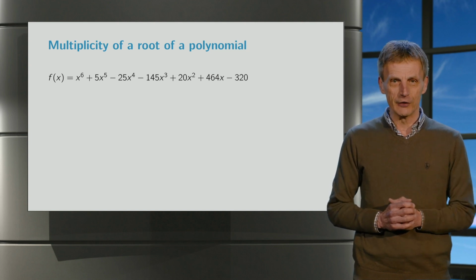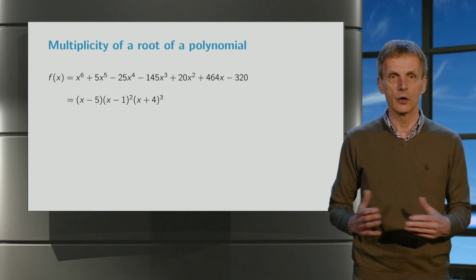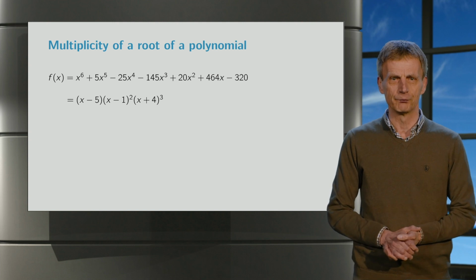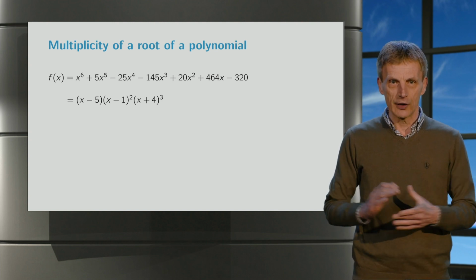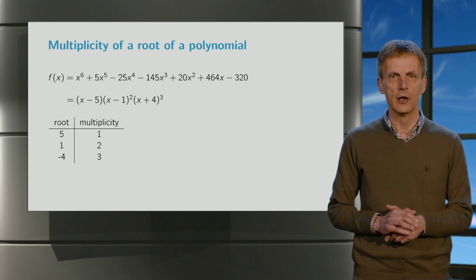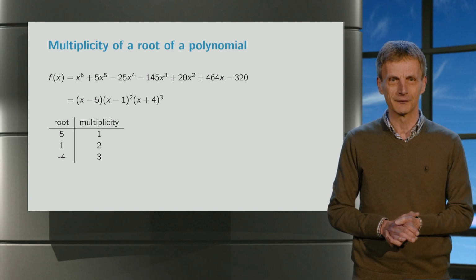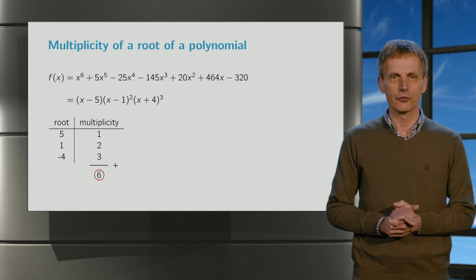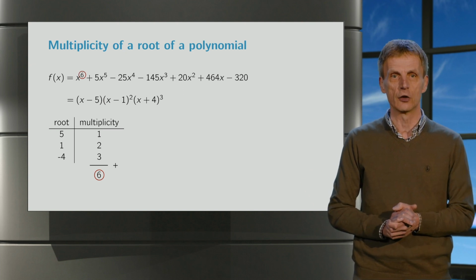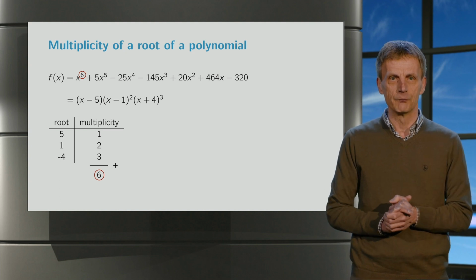This is a polynomial of degree 6, and it turns out that it has the factorization shown here, which is not easy to find, by the way, but you can easily check it. The factorization reveals that f has the roots 5, 1 and minus 4, with the multiplicities as listed in this table. The sum of the three multiplicities is equal to 6, which of course is equal to the degree of the polynomial f. Back to our context of eigenvalues.